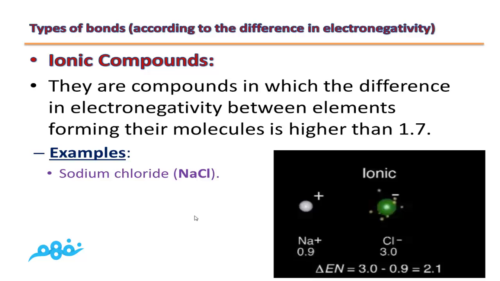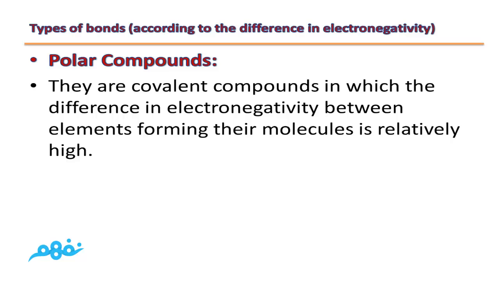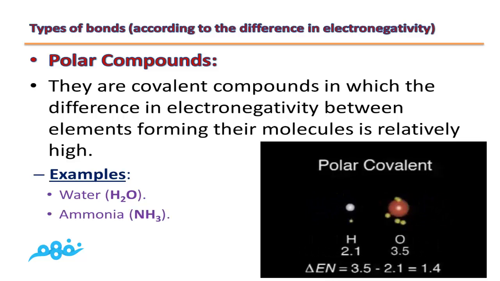Polar compounds. They are covalent compounds in which the difference in electronegativity between elements forming their molecules is relatively high. Examples: water, H2O, and ammonia, NH3. As you can see, the difference between electronegativity of hydrogen and that of oxygen is equal to 1.4, which is less than 1.7, but it's still relatively high, so water is a polar covalent compound.